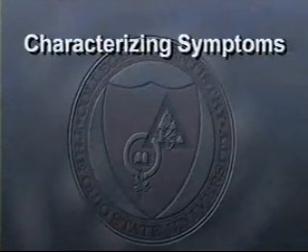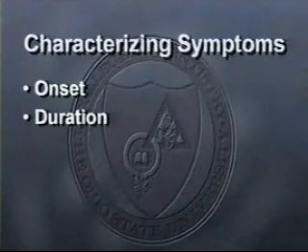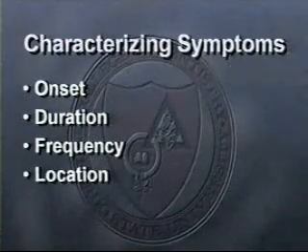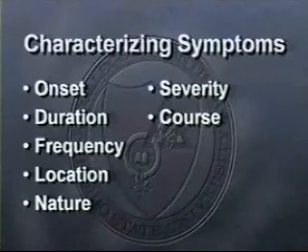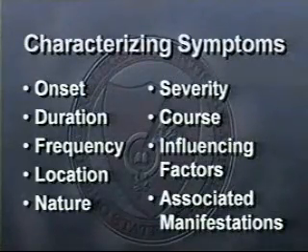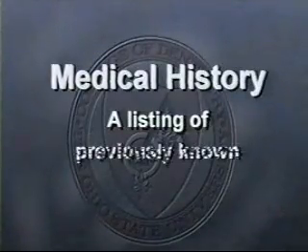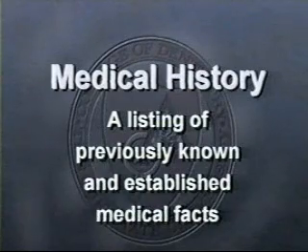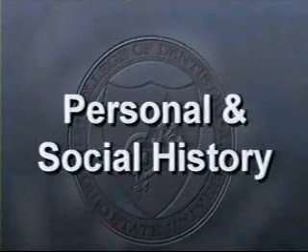Symptoms can be characterized in the following way: onset, duration, frequency, location, nature, severity, course, influencing factors, and associated manifestations. The medical history consists of listing of previously known and established medical facts. The family history refers to genetic or familial patterns of disease. The personal and social history includes habits such as smoking and alcohol consumption.